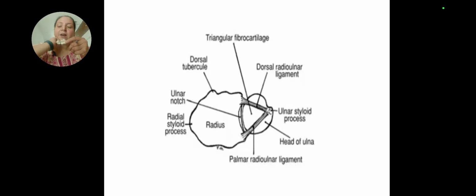Now you can see this process is the radial styloid process. This is the ulnar styloid process. You can see the ulnar and radial. This disc is basically a triangular structure. That means it is arising from the ulnar styloid process, giving a branch up and a branch down. It is moving up as well as moving down, and it is giving two ligaments. One is the dorsal radio-ulnar ligament and another is the palmar radio-ulnar ligament. It is a triangular fibrocartilaginous complex which is giving the dorsal as well as the palmar radio-ulnar ligaments.